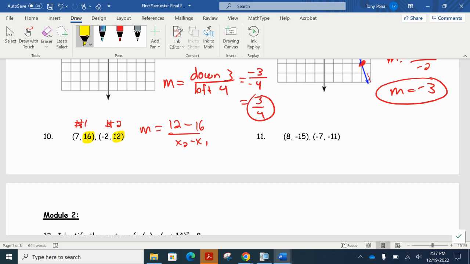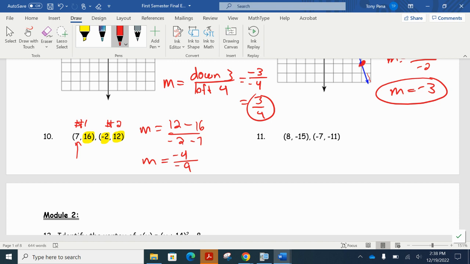X sub 2 means you go to point number 2 and find the x coordinate in that point. So that's a negative 2. So we're going to plug a negative 2 in there. And then x sub 1 means you go to point number 1, find the x coordinate in that point, which is 7. So what we get on top is a negative 4. When we do a negative 2 and a negative 7, we get negative 9.